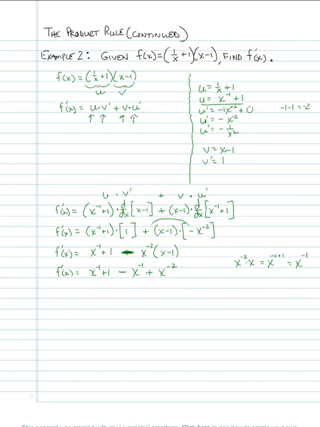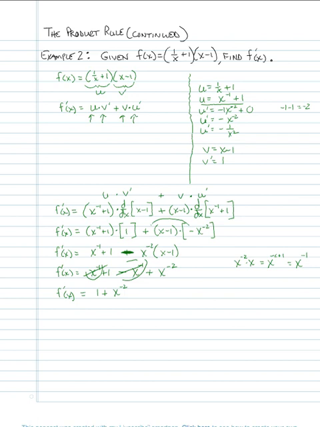Now we look at our expression, and we see that we have this x to the negative 1 and this minus x to the negative 1. So those actually add to 0. And all we have left is 1 plus x to the negative second power.